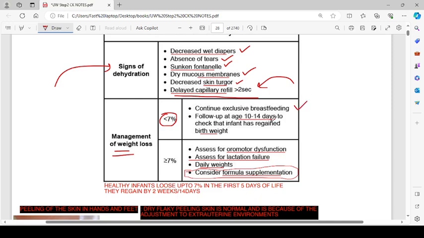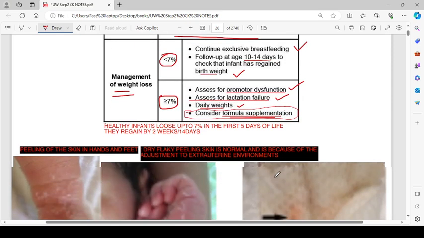Follow up at age 10 to 14 days to check whether the infant has regained the birth weight, because they must regain it by the age of 10 to 14 days. If it is more than 7 days, assess for oromotor dysfunction. What is that? Oromotor dysfunction. Assess for lactation failure. Daily weights must be done, and consider formula supplementation.